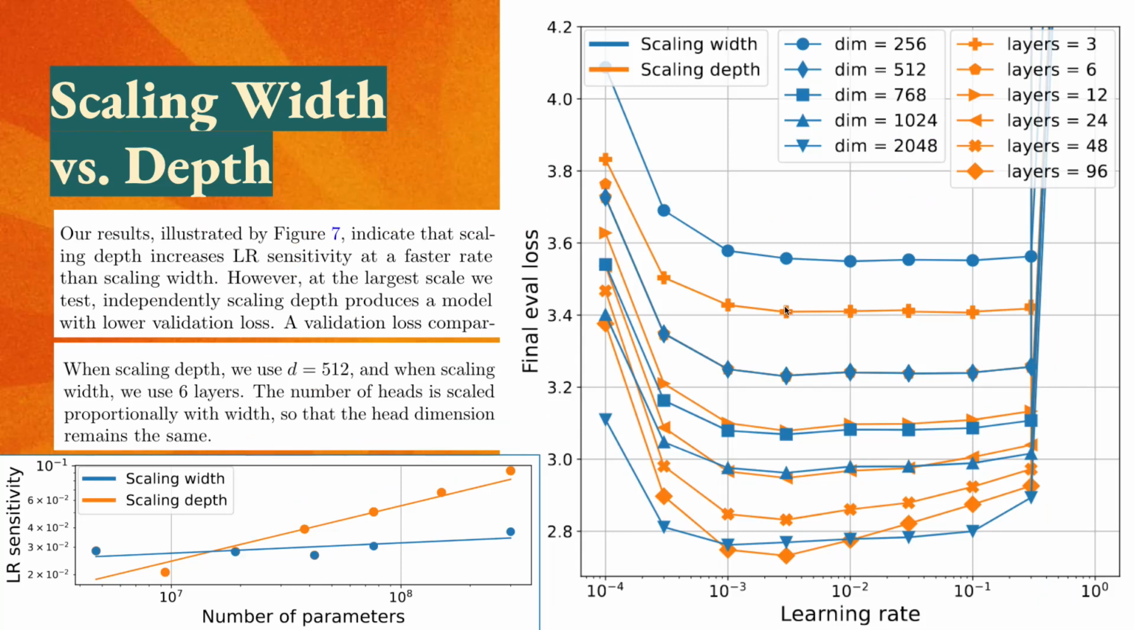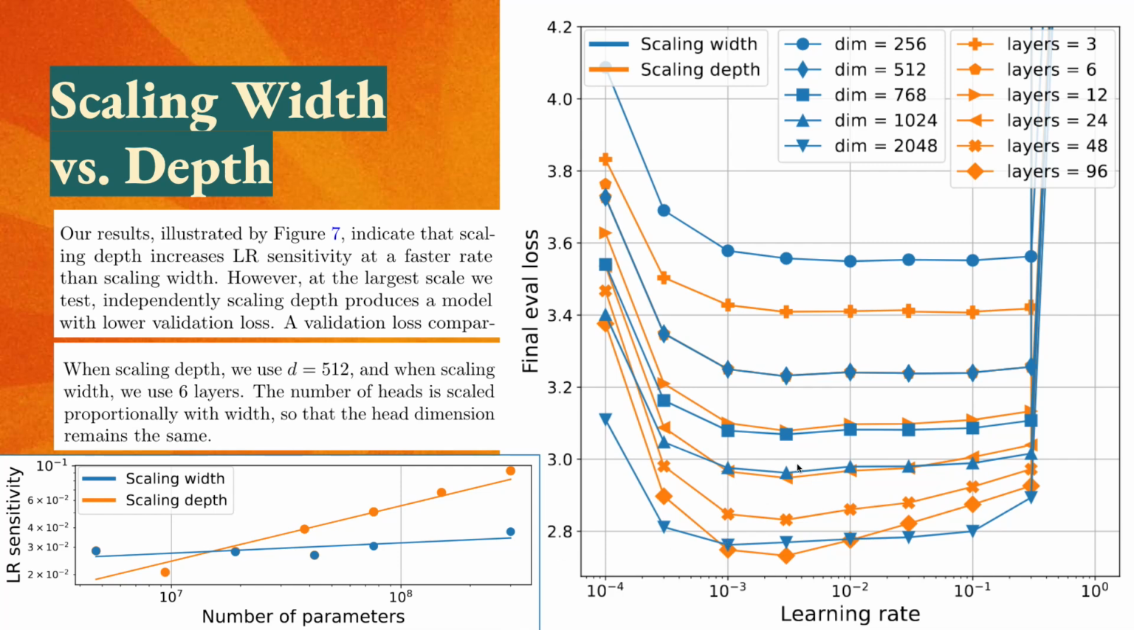So again, we're going to run some experiments and we're going to plot the LR versus loss curves and the LR sensitivity width versus number of parameter curves. So the blue lines here are scaling width, so we're going from a dimension of 256 to 2048. The orange lines are scaling depth, so we're going from a 3-layer model to a 96-layer model. And I think the most distinctive feature is that scaling depth increases learning rate sensitivity at a faster rate than scaling width. So what does that mean?